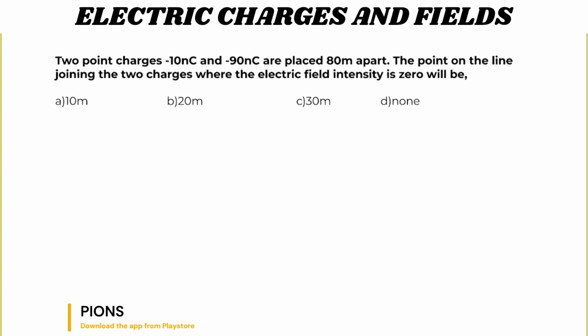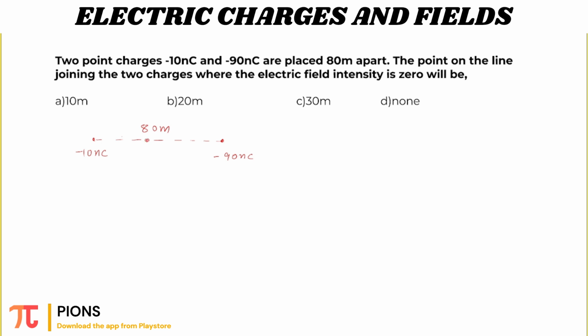Okay, so the question says two point charges, minus 10 nanocoulomb and minus 90 nanocoulomb, are placed 80 meters apart. Let me write here minus 10 nanocoulomb and over here minus 90 nanocoulomb, and both are placed 80 meters apart. Okay, fine. We need the point on the line joining the two charges where the field intensity is 0.